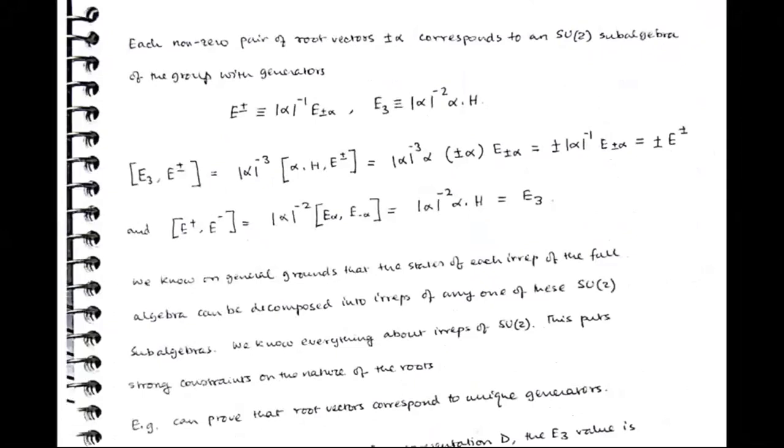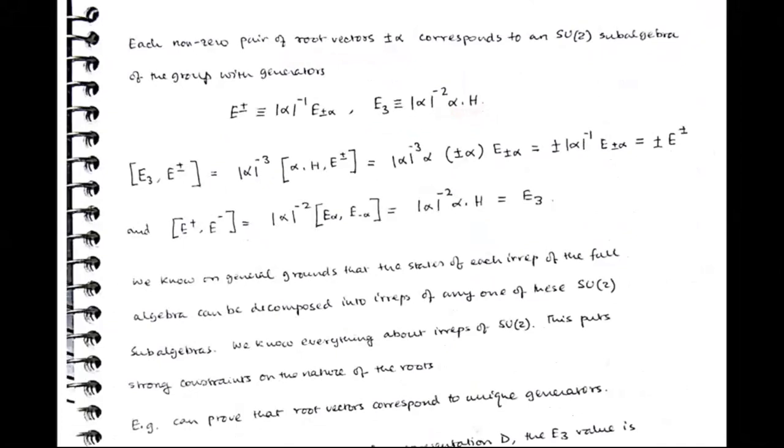Now, as you can understand, there are a lot of SU2s. For each non-zero pair of root vectors, there is going to be an SU2 algebra with these group generators. So let's just look at this. Each non-zero pair of root vectors here corresponds to an SU2 algebra. These E plus minuses I have now relabeled. I've absorbed the alphas in, and I've called E3 as something which is alpha to the power minus 2 with alpha dot H.